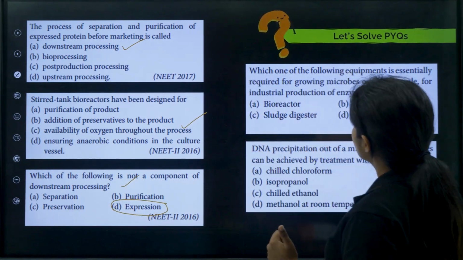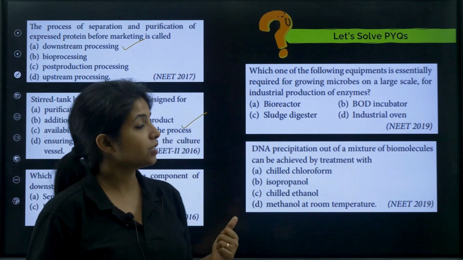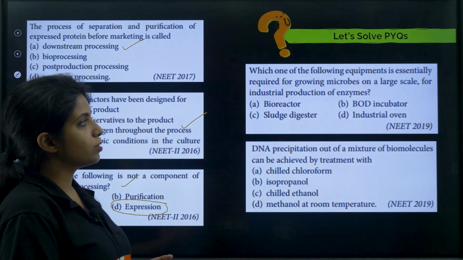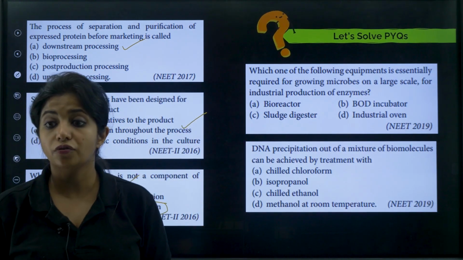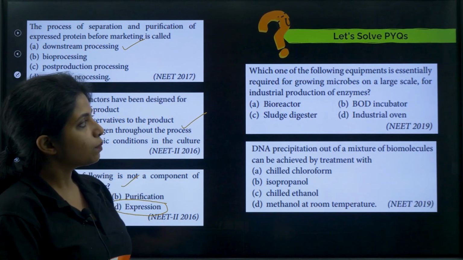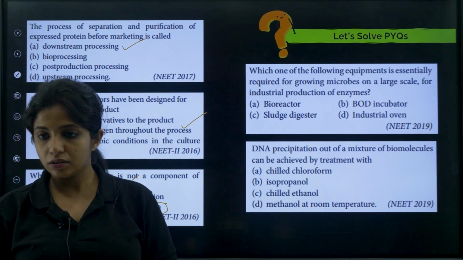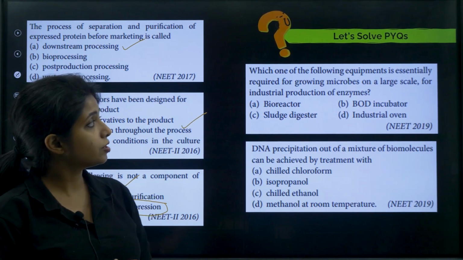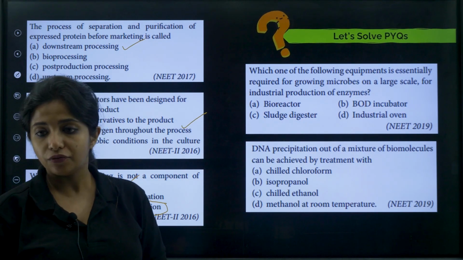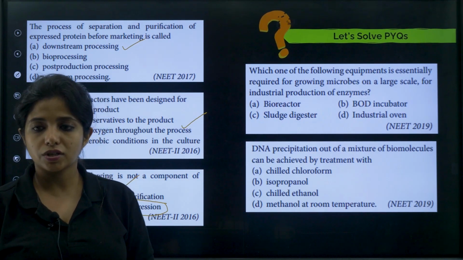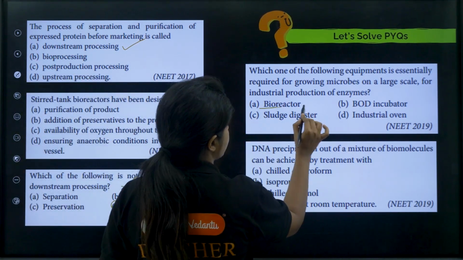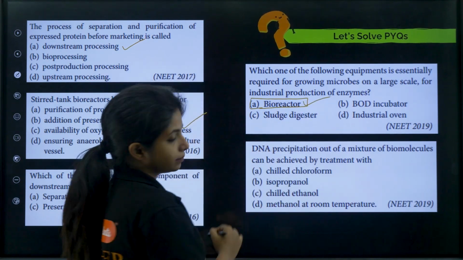Okay. Now, which one of the following equipments is essentially required for growing microbes on a larger scale for industrial production of enzymes? Bioreactor, BOD incubator, sludge digester, industrial oven. Which is something that you will need for growing microbes on a larger scale? Large scale, so obviously it has to be a bioreactor.